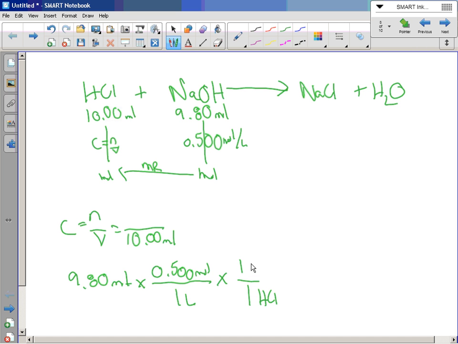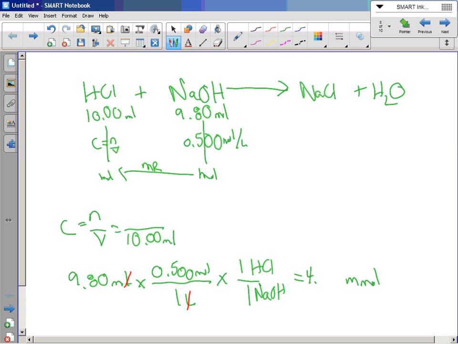For the 1, wait a minute, I got that backwards. I want the HCl. The 1 NaOH that I have for the 1 HCl that I want. And I stop there, and I'm going to end up, in this case, get rid of the liters. I'm going to end up with millimoles. Millimole. Okay? And how many millimole do I have? Yep. 4.9. I need 3 significant digits.